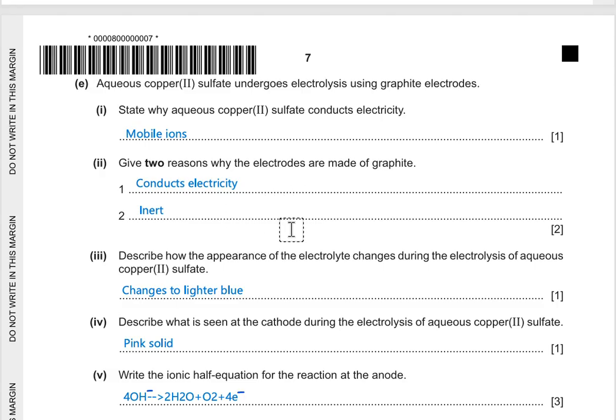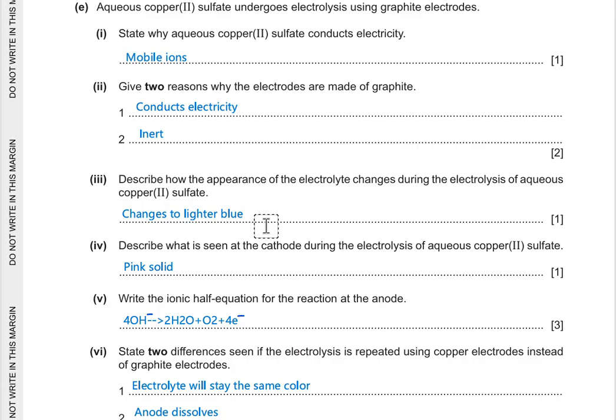Give two reasons why the electrodes are made of graphite. So graphite, we know that graphite is inert, it does not react, so that means it will not affect the electrolysis, and also graphite conducts electricity, thus allowing the electrolysis to happen. Describe how the appearance of the electrolyte changes during the electrolysis of aqueous copper 2 sulfate. So it will change to lighter blue.